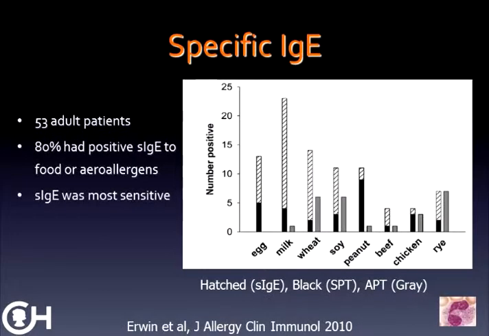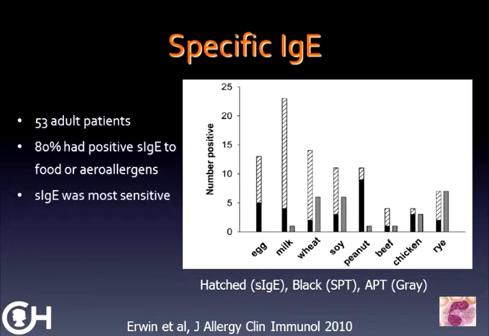So what about specific IgE, which is the blood test, the RAST test, or ImmunoCAP, the other way you do the blood test. This is work done out of University of Virginia by Tom Platts-Mills's group. They looked at skin testing, which is the black bar, the blood test, which is the hatched bar, and the gray bar, which is patch test.